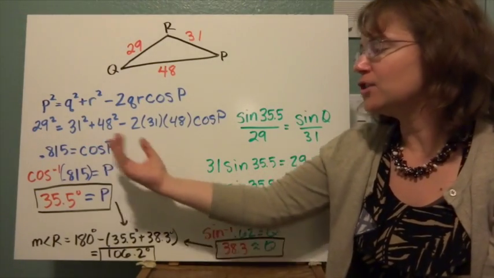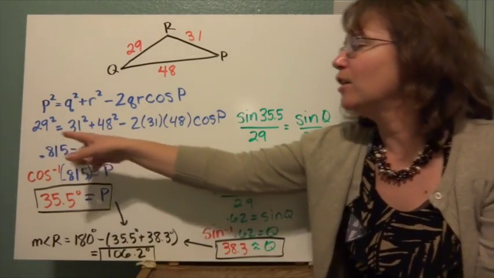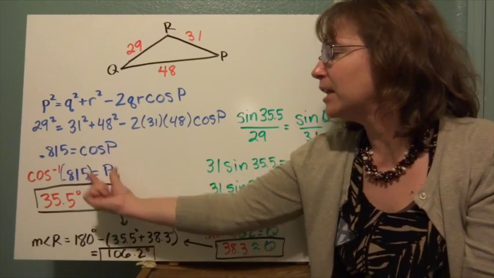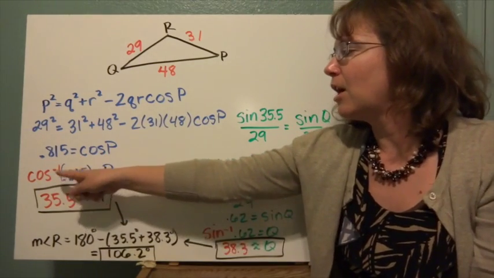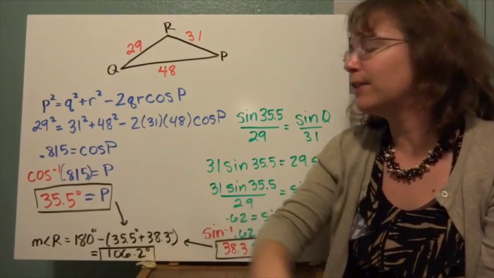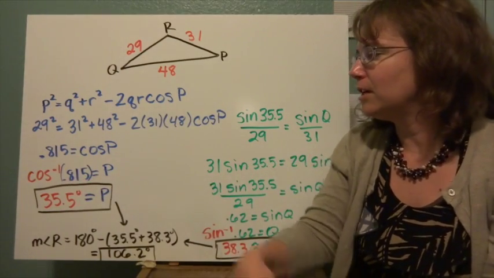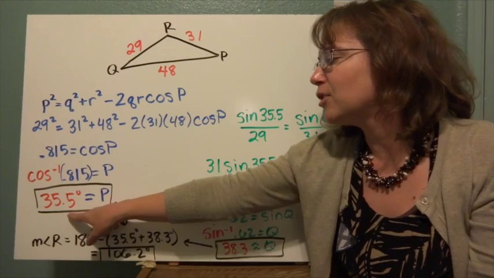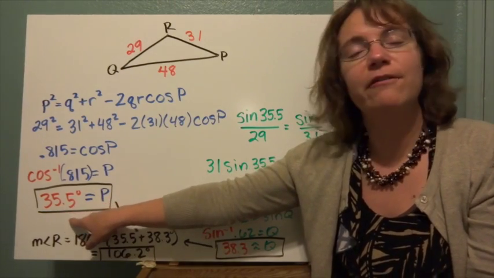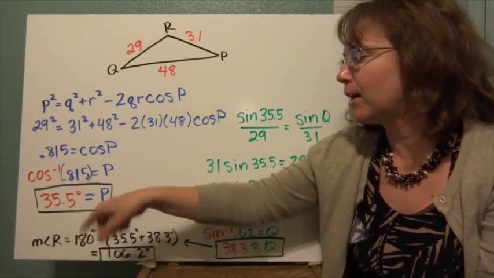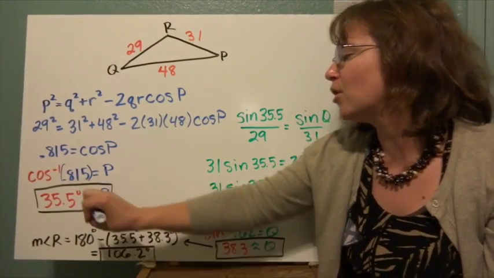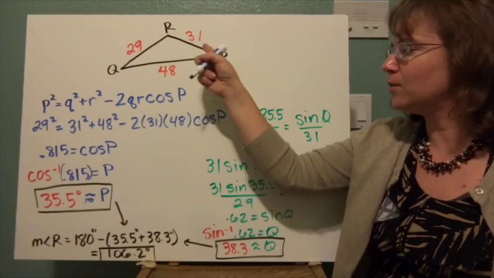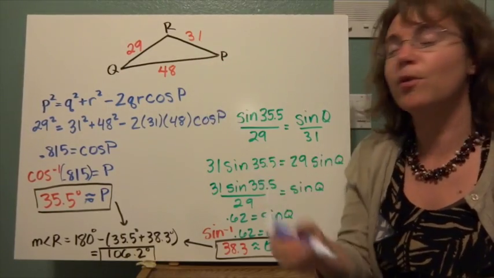Then to undo this, you're going to take the inverse cosine of both sides. When you do that over here, you just get your P, your measure of angle P. And here, arc cosine of 0.815. You just put in your calculator and do the arc cosine. And the angle measure is going to be 35.5 approximately. That's approximately equal to P. So now we know what our angle measure of P is. We know this. This is 35.5.